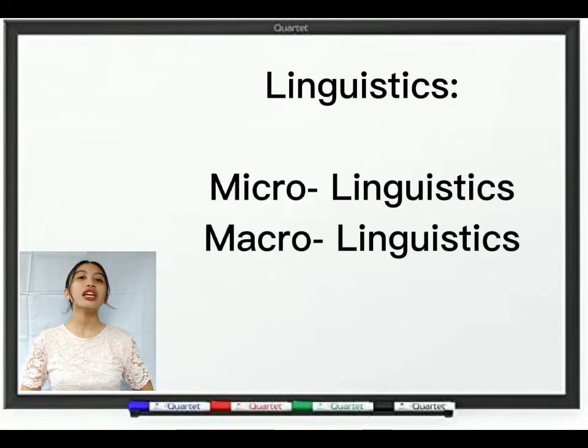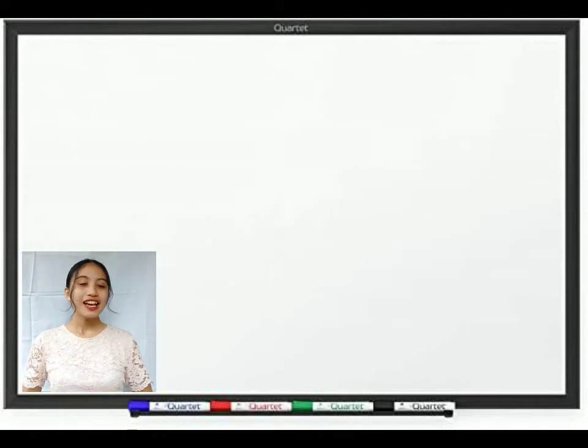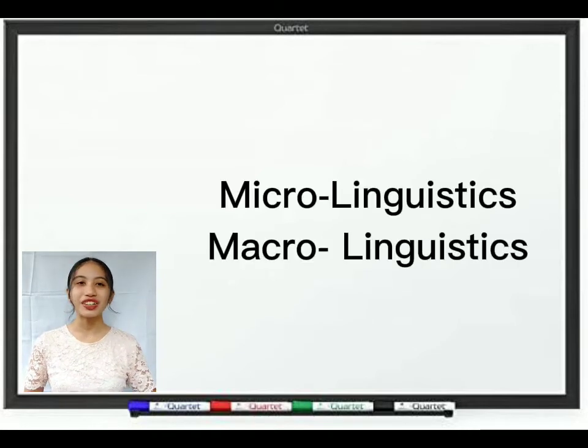This time, I will give you a quick background about linguistics and its two subfields, microlinguistics and macrolinguistics. So, linguistics is a broad term that refers to the study of human language from a scientific perspective. A science because it is methodical, employs research, observation, and experimentation, and aims to discover the nature and principles of language. The study is divided into two broad fields, which are microlinguistics and macrolinguistics.